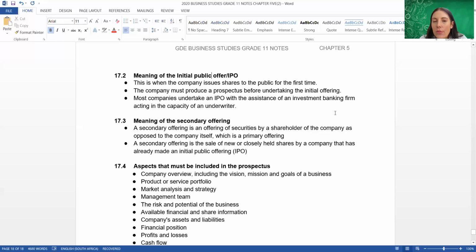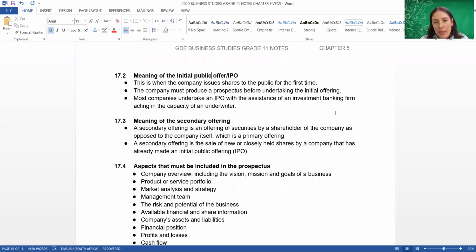A secondary offering is an offering of securities or shares by a shareholder of the company as opposed to the company itself. So that is when shares are now being traded. The first one is your primary offering, or your initial public offering. The second one is your secondary offering. A secondary offering is the sale of new or closely held shares by a company that has already made an initial public offering. So that's when shares are traded.